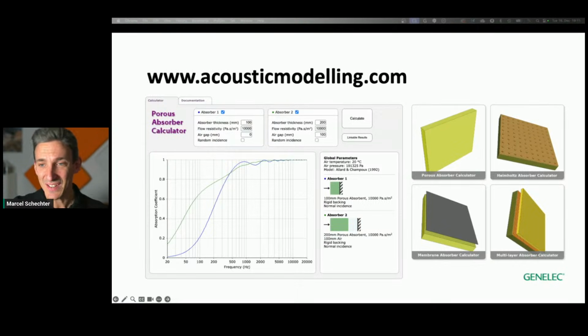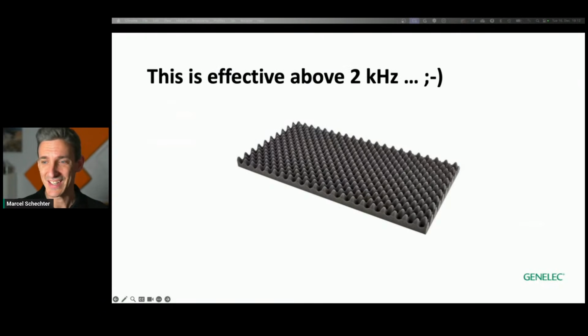If you want to dig into this deeper, one more link. This is very useful. It's acousticmodeling.com, and they have wonderful calculators for different types of absorbers. So you can just enter the flow resistivity of the material. For example, check out mineral wool. And then you can add the thickness of the absorber and the air gap. And then you get a really nice calculation of how the absorption looks. Very useful.